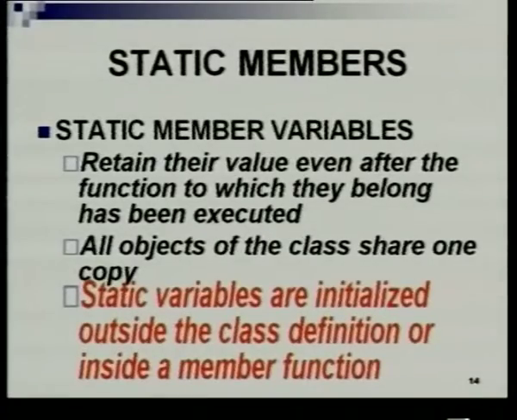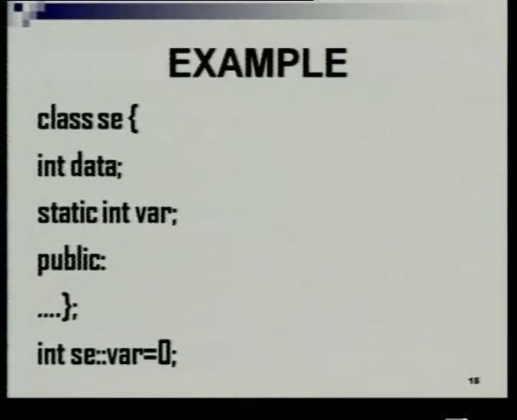Static variables can be initialized outside the class definition or inside a member function. Because these variables retain their value, the place where they are declared actually has lesser meaning, because wherever they are declared, when they are first assigned a value or any operation is done on them, they retain their value. So, they can either be declared outside the class definition like global variables, or they can be declared within a function. Even if they are declared within a function, after the function is executed, they still hold on to their value. Now, we will see an example of how these static members are declared.